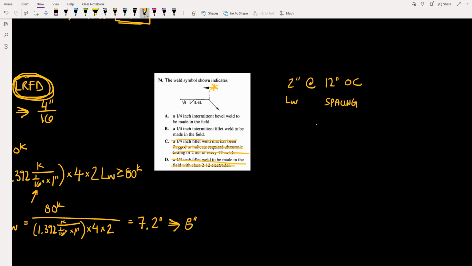Next we have the symbol, and it is a fillet weld symbol, not to be confused, of course, with a bevel symbol, which would go the opposite way. And so we can eliminate answer A. So our answer here is B, a 1/4 inch intermittent fillet weld to be made in the field.